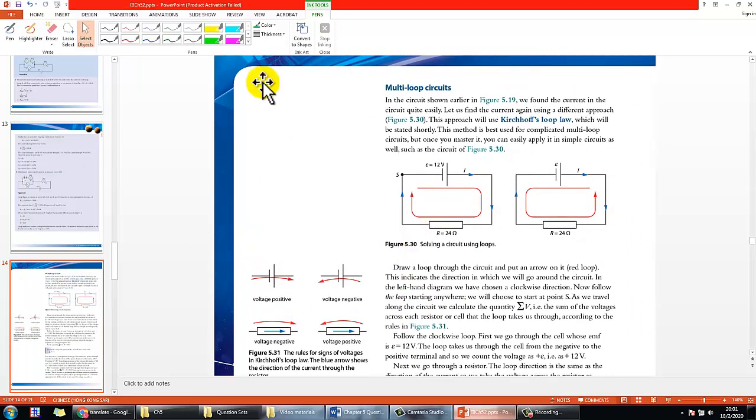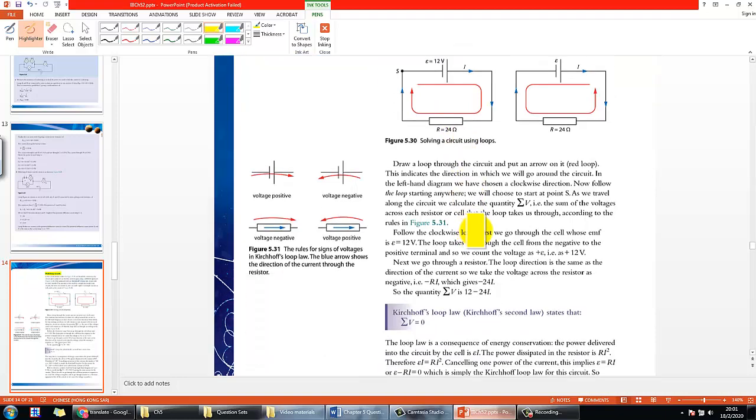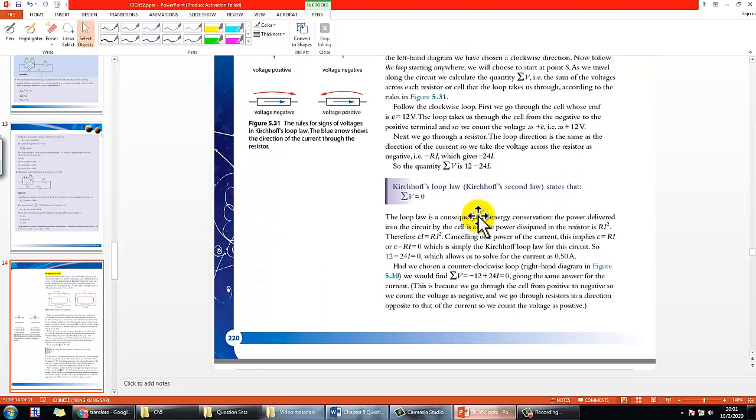Okay, so let's move on to the actual part that is new to you. Okay, so what we are trying to say is there are situations where we have a multi-loop circuit. Let me show you how it looks first.